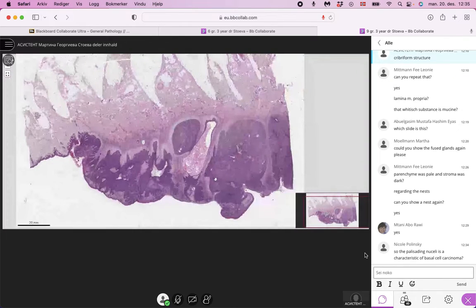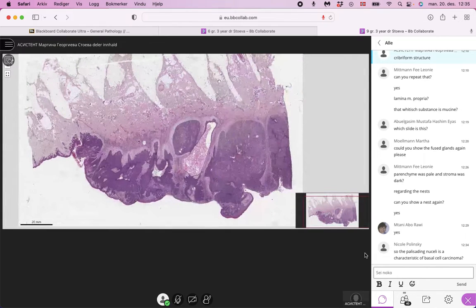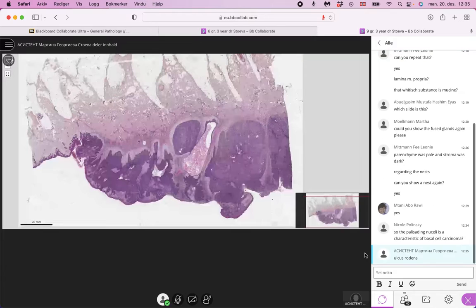Sometimes during the exam you're asked about the gross appearance of this type of tumor. It is known as ulcus rodens. Because it occurs as a reddish papule at the beginning, which soon after that undergoes necrosis in the center. So finally it looks like an ulcer.